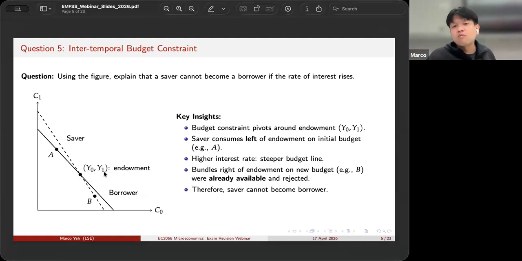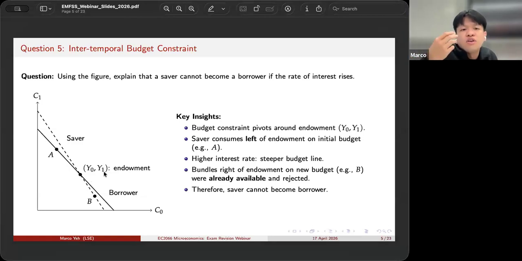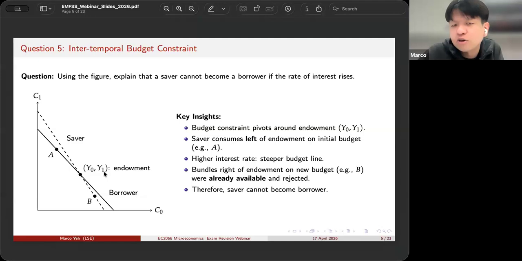And what's the outcome behind it? Behind this story, the endowment point should always be available, always affordable, on any single budget constraint line. It should be there. That's why when we are changing the interest rate, we are just changing the slope, but we never change the fact that the endowment point is on the budget constraint. Okay? Good.